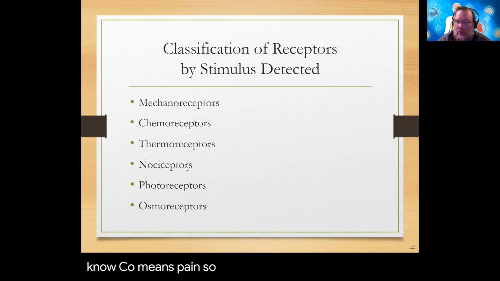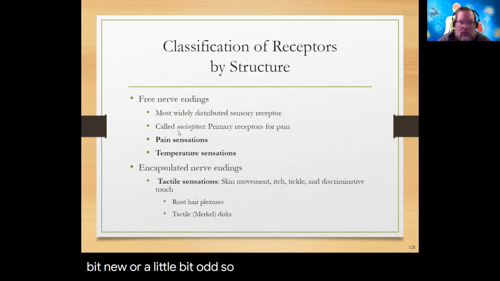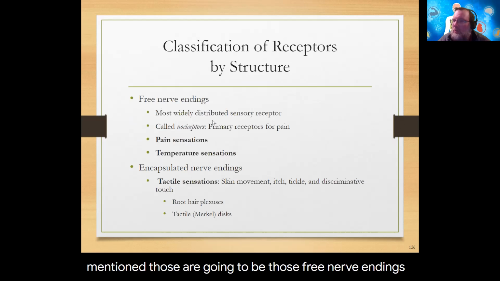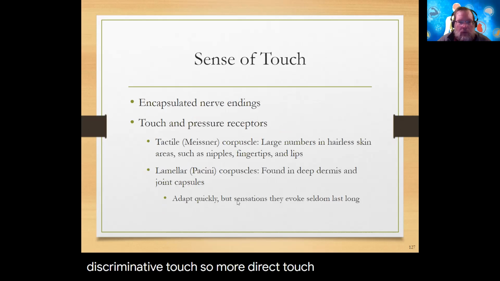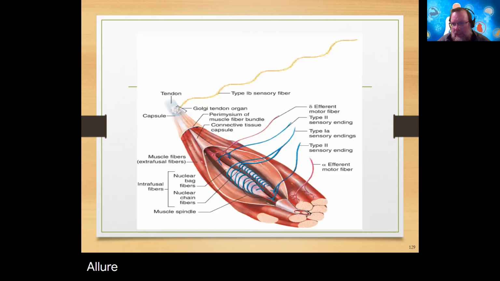Nocio means pain. So these are going to be pain receptors. That may be the only term on there that's a little bit new or a little bit odd. So nociceptors, again, I mentioned those are going to be those free nerve endings. They're the most widely distributed. We also have temperature picked up by free nerve endings, which again is good. The free nerve endings, remember, they branch out. They're able to pick up and receive a lot of information. And then the encapsulated, we're dealing more with itch, tickle, what we call discriminative touch. So more direct touch. And again, I don't know if it's necessary for you to know the specifics, tactile and lamellar. I don't think it is. You've got plenty to do.